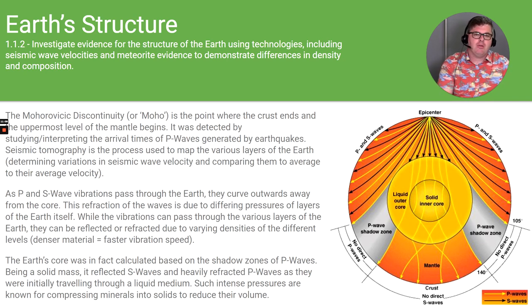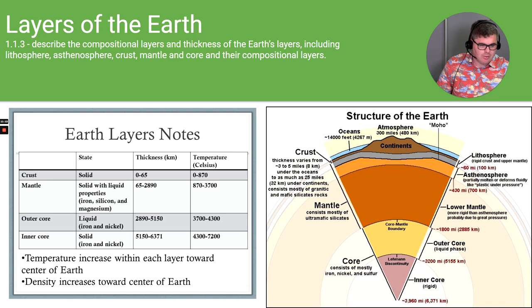Now, we know that there are various layers of our planet, so let's skip through here. Okay, so here we have the structure of our planet. We have the crust on the top. Underneath that, we have the lithosphere, the asthenosphere, lower mantle, outer core, inner core. Now, between the lithosphere and the asthenosphere, it's not exactly a solid and it's not exactly liquid. It's some molten variation in between.